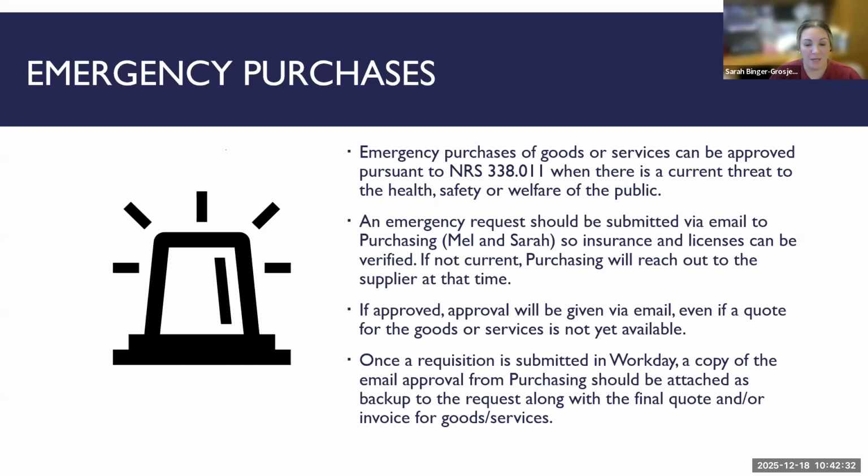So that way we're aware of the request ahead of time, and we can verify that insurance and licenses are current and on file for anybody, like let's say that it's a remediation contractor. We'll reach out at that time to obtain insurance or licenses if we need to, but we'll give conditional approval via email for the work to commence, even though the quote may not be available. So if you're letting us know that you want to have somebody come out to deal with the emergency right then, we verify it, we give that approval, and that email should be uploaded once you actually have an invoice later on. But I do want to be very clear that NRS is very specific as to what constitutes an emergency. So it's, again, a current threat to the health, safety, or welfare of the public.